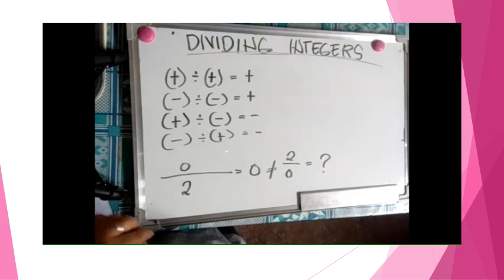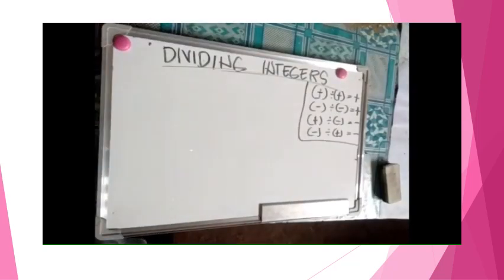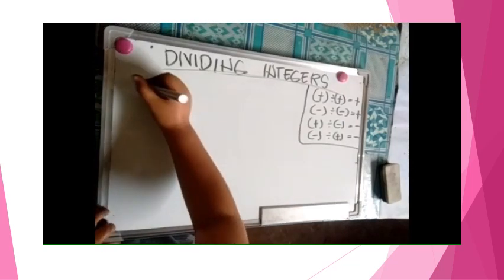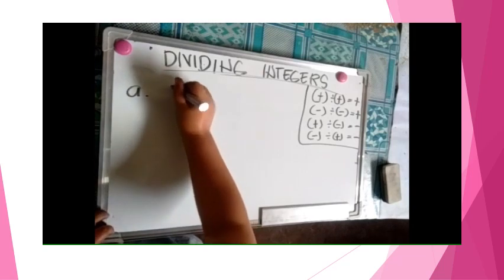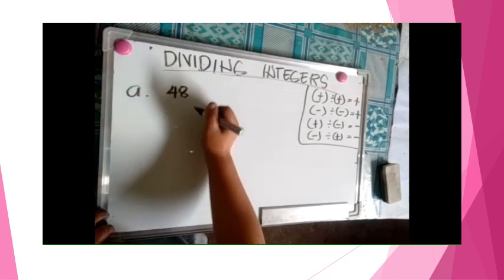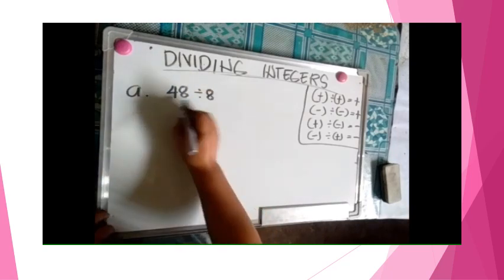Okay? Can we now proceed? Very good. Okay, so we have examples in dividing integers. Letter A, 48 divided by 8.